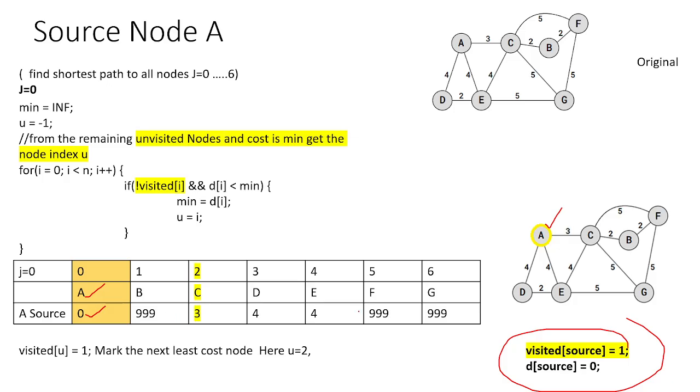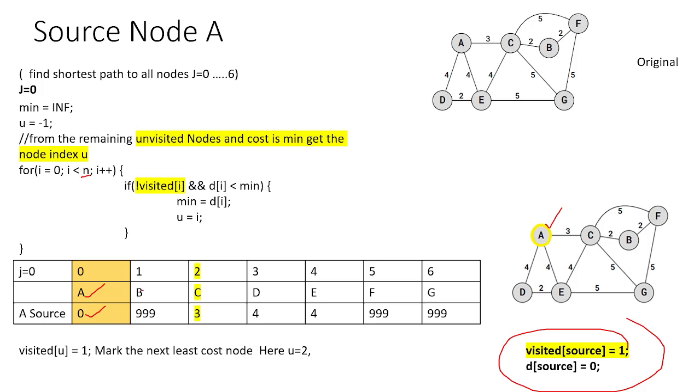Among the remaining unvisited nodes, B, C, D, E, F, G are unvisited. From these you have to take the minimum one. For that I have to start checking with i equal to 0, i equal to 1, i less than n, because there are 7 nodes, so i goes from 0 to 6, and you have to repeat. Among the unvisited nodes, you have to take the minimum.